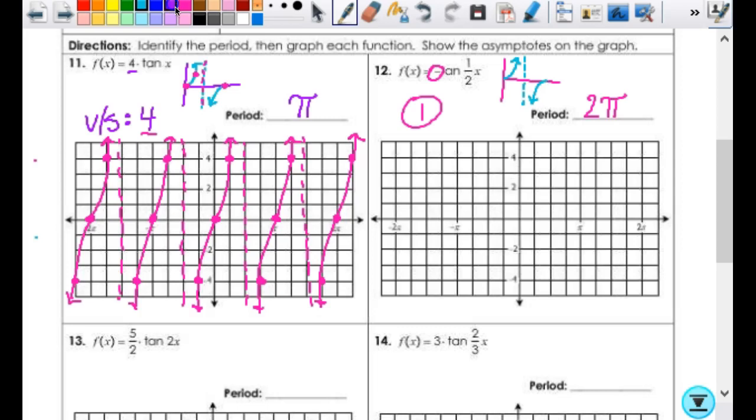Okay, so we start with 0, 0, because there's no shifts, so that's a for sure thing. The period is 2 pi, so that's this point, and then this other point goes here at 2 pi.